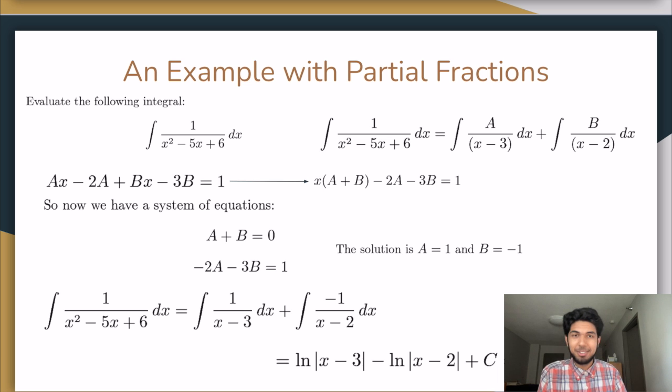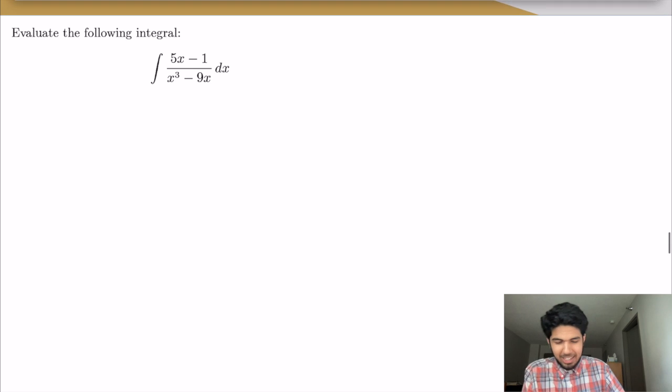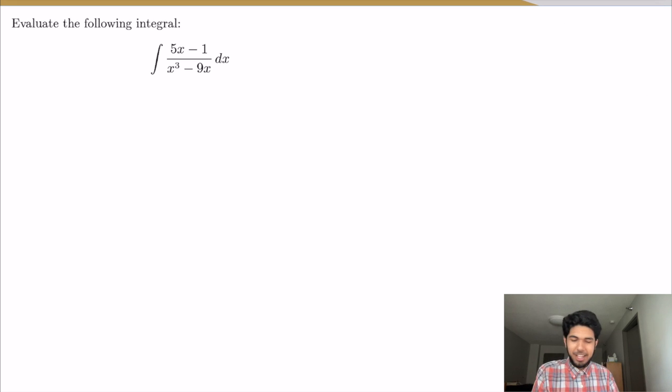We're going to do a handful of examples. Fair warning, some of these examples are long, but that's just how partial fractions work, and that's why I love it so much. So here we go. Evaluate the following integral, 5x minus 1 over x cubed minus 9x. First thing you should be thinking is, can I do u substitution? Well, not really. What would you let u equal?